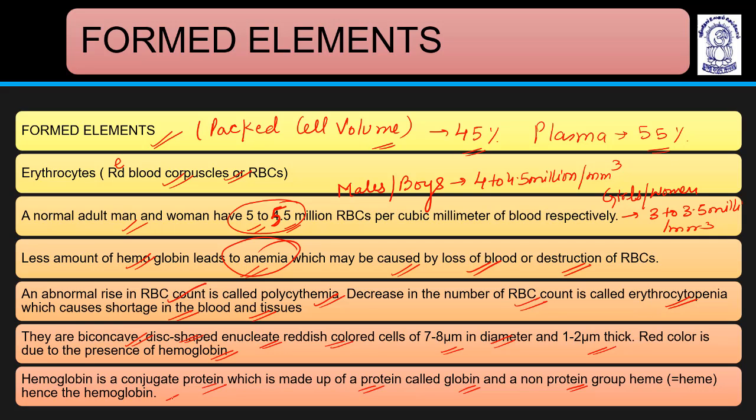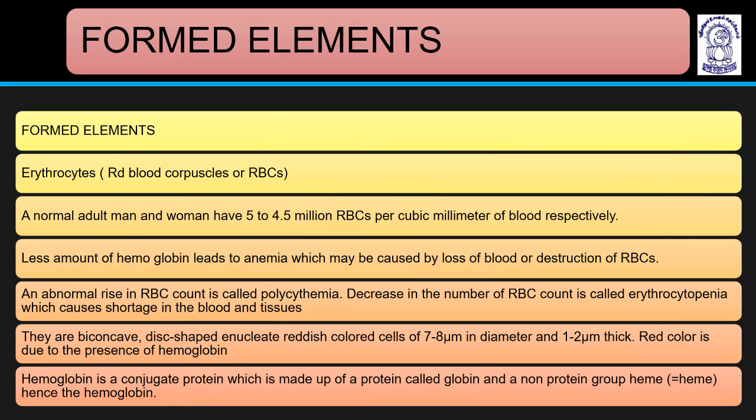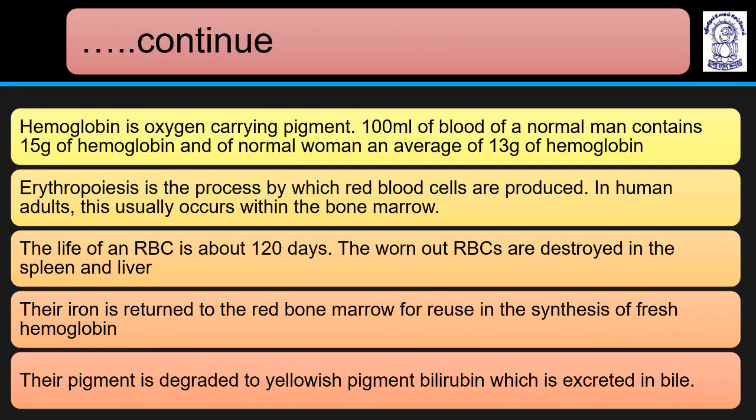Heme is an iron conjugate prosthetic group, an iron porphyrin ring. Hemoglobin is a conjugate protein made up of the protein called globin and a non-proteinaceous part, which is known as what? Heme, and together they are known as hemoglobin. Hemoglobin is an oxygen carrying pigment. Around 100 ml of blood of a normal male contains 15 gram of hemoglobin, and of a normal woman 13 gram of hemoglobin.